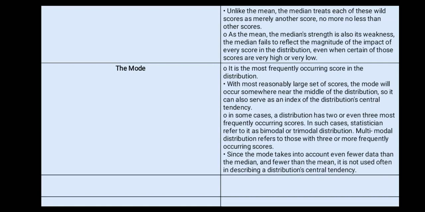In some cases, a distribution has two or even three most frequently occurring scores. In such cases, statisticians refer to it as a bimodal or trimodal distribution. Multimodal distribution refers to those with three or more frequently occurring scores. And lastly, since the mode takes into account even fewer data than the median and fewer than the mean, it is not used often in describing a distribution's central tendency.